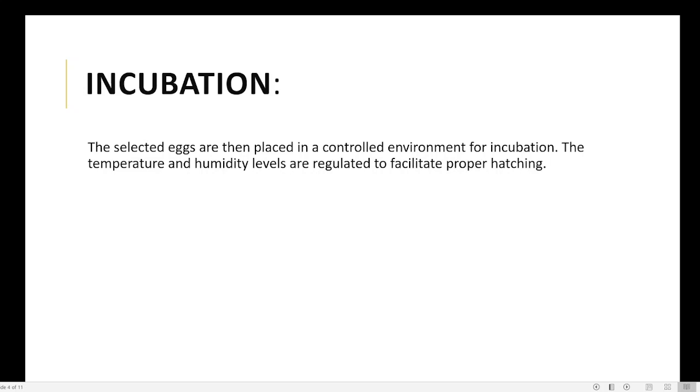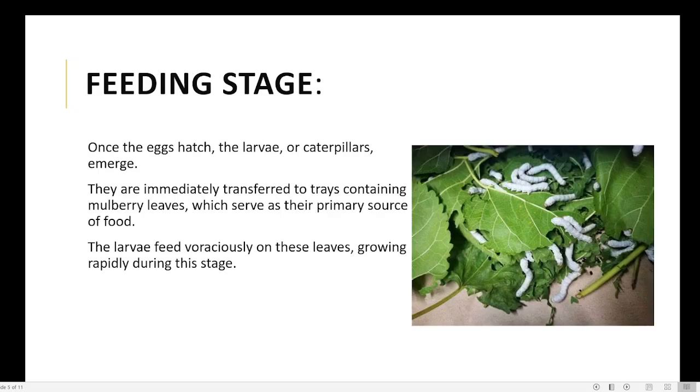Here you can see that the selected eggs are placed in a controlled environment. If it is a room, we will be able to control the temperature. Sometimes if it is a hot place, we may need to use an AC. If it is a cold place, again we may need to use an AC or a heater or something. So temperature and humidity are the most important factors influencing the development of the larvae.